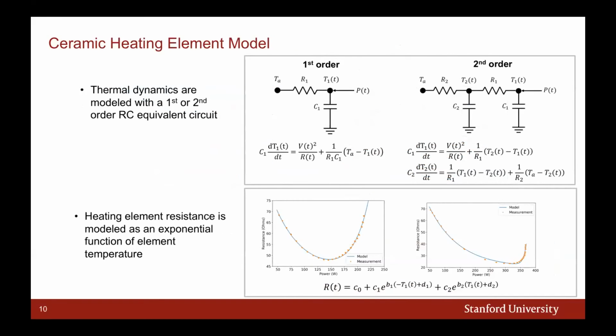The model that we found that describes this fairly accurately has two main components. First, we use an RC equivalent circuit to model the temperature of the heating element relative to an ambient temperature. We tested both first and second order models. Both work well; the second order is, as we'll see, slightly more accurate. The other key component is to characterize the heating element resistance as a function of steady state power. This can be represented as a two-part exponential function with 7 parameters. As we can see, the measured versus model impedance is fairly accurate using this approximation.